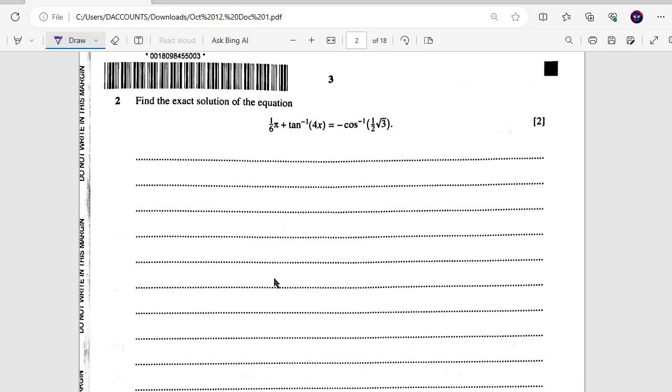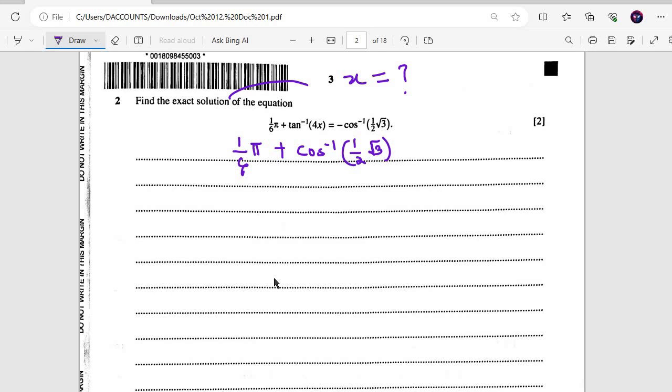The equation is 1 over 6 pi minus arctan 4x equal to minus arccos root 3 over 2. To find the exact solution means to find the value of x, so you need to make x the subject of the formula. I'm going to rearrange. Minus arccos comes to the other side, the left-hand side, and becomes positive arccos root 3 over 2.